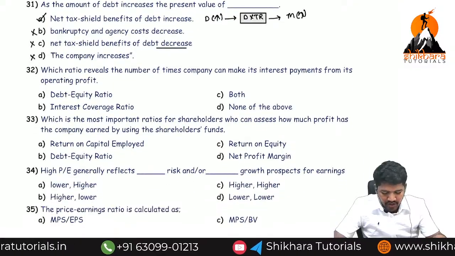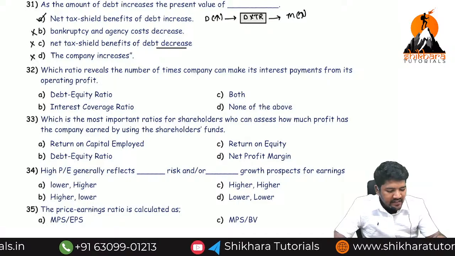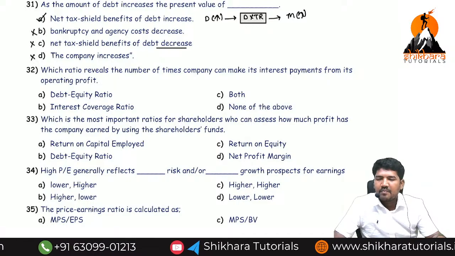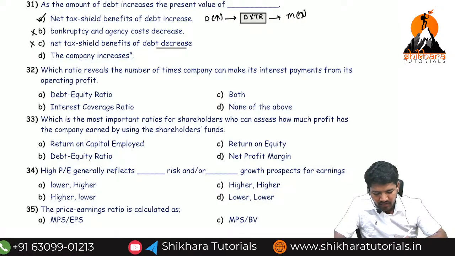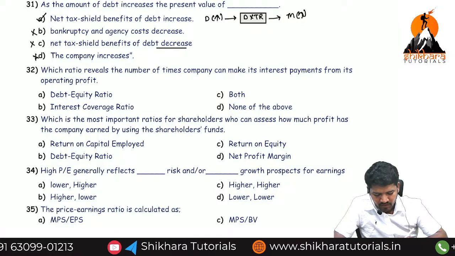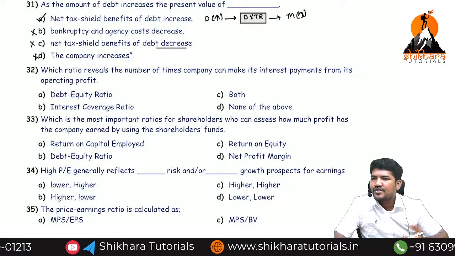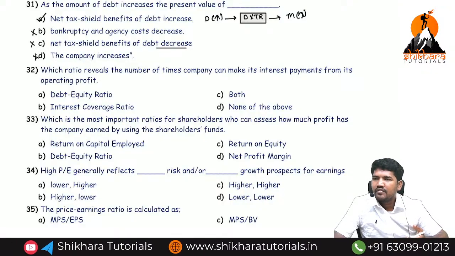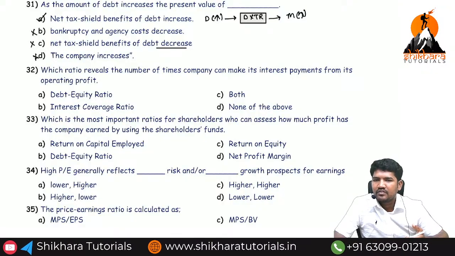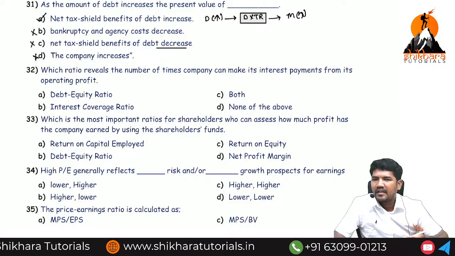Now MCQ number 32. Which ratio reveals the number of times a company can make its interest payment from its operating profit? Put a star. You will get clarity in the next chapter. You already learned this in your Inter FM. Interest coverage ratio. What is the formula for interest coverage ratio? EBIT divided by interest, or interest divided by EBIT?